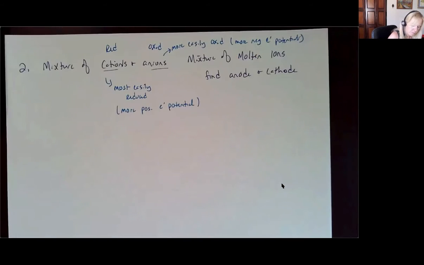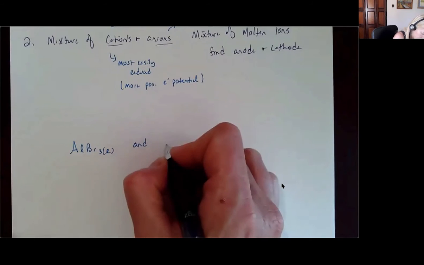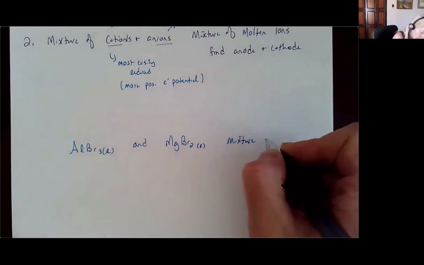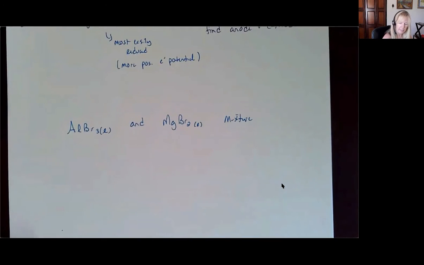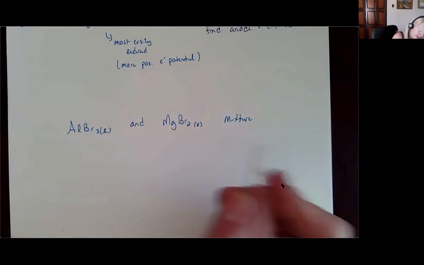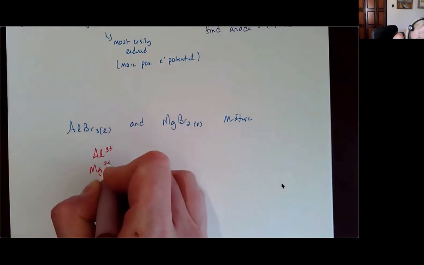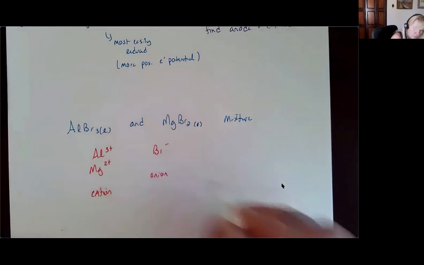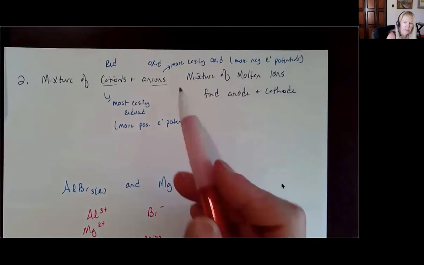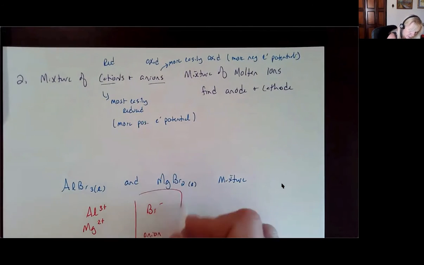So let's say I have a mixture of aluminum bromide and magnesium bromide. And I want to know what is being reduced and what is going to be oxidized. In this scenario, I'm going to write out all my ions. So I have aluminum ion, I have magnesium ion, these are my cations, and I only have one anion, and that's bromine. So bromine is going to absolutely undergo oxidation because that's the only anion I have. So I know that this is going to be my oxidation half at the anode.